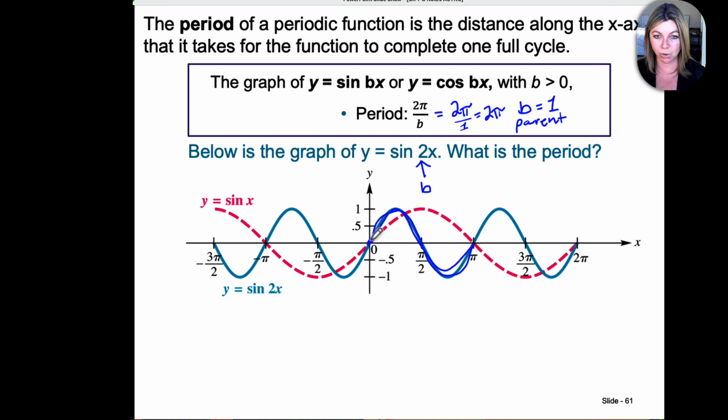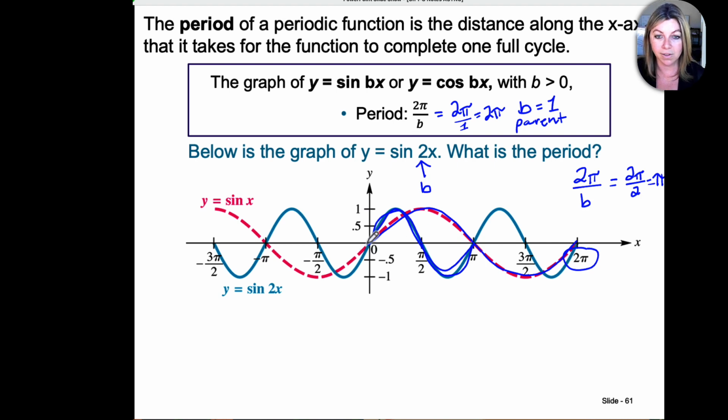Okay, the parent function visual aid is right here. The parent function has a period of 2 pi. So we take 2 pi and divide that by b. In this function, y equals sine of 2x, b is equal to 2. So we take our 2 pi and divide it by 2, which simplifies to our new period of pi. You can do the work from the equation to get the period being pi, or you can see it visually.